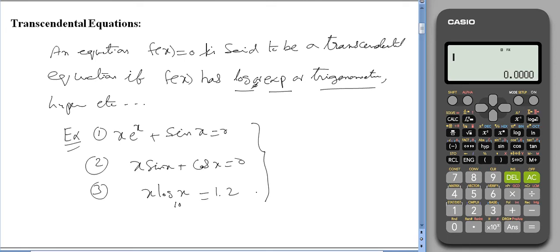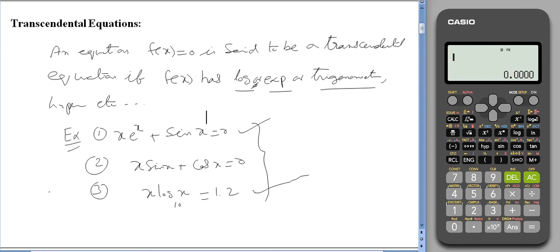transcendental equations. At this moment we don't know how to find the roots of the equation x e power x plus sin x equals 0 and also x log x equals 1.2. Analytically, it is very difficult to find the solutions of these equations, except geometrically. If you draw it geometrically, then you can find the roots. So for this purpose, we want some new techniques. Such techniques are called computational techniques or numerical techniques.